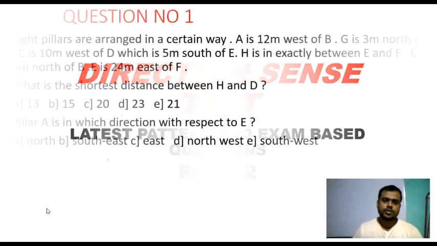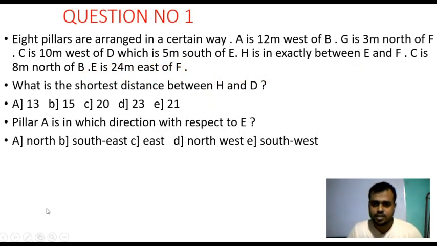So our first question is, the 8 pillars are arranged in a certain way. A is 12 meter west of B, G is 3 meter north of F, C is 10 meter west of D. After reading each sentence, we will plot the diagram, and after completing the diagram, we can solve any type of questions that are asked.